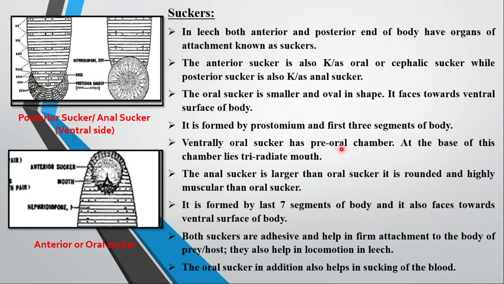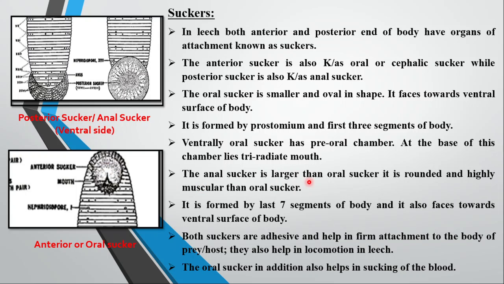Ventrally, the oral sucker has a pre-oral chamber. At the base of this chamber lies the triradiate mouth. Again, the mouth here is triradiate, meaning triangular, which is present at the lower region of the oral sucker. And the remaining part of the oral sucker above the mouth is called the preoral chamber.